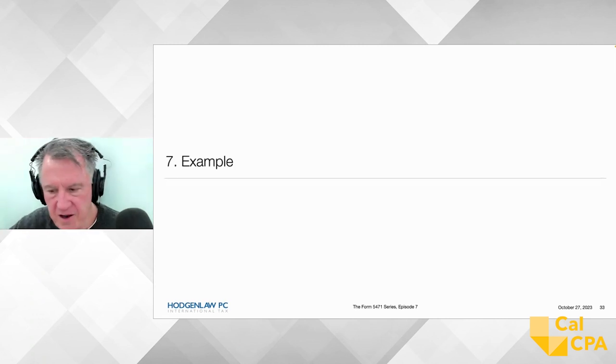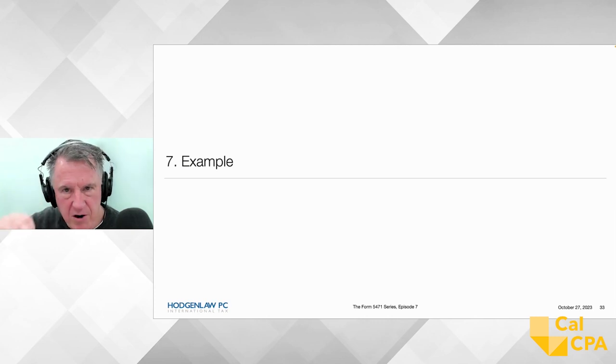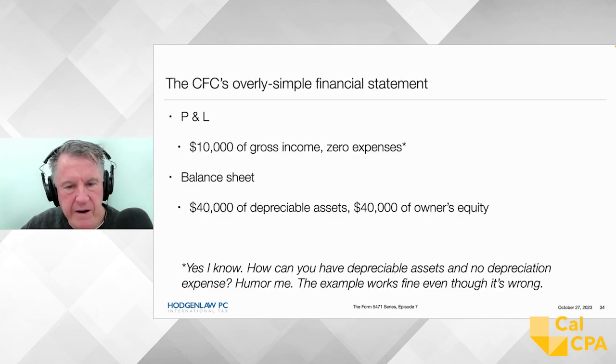All right, finally, let's wrap up with an example. We're going to march through some tax forms, and I'm going to show you exactly how some simple numbers flow through from Schedule I-1 of Form 5471 for global intangible low taxed income, all the way through to Schedule C on the 1120.